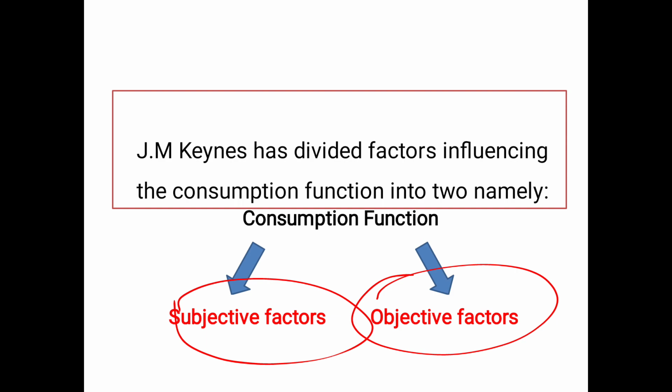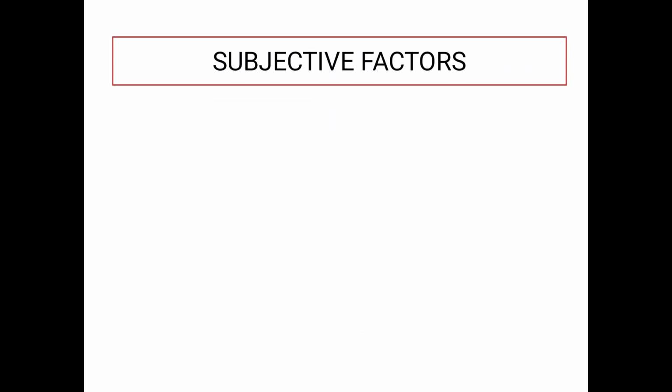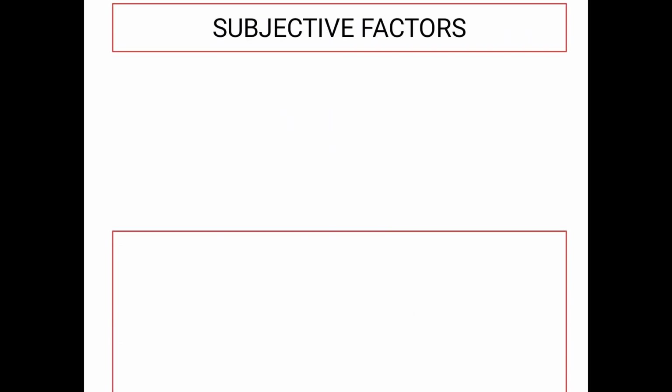Previously we have seen Keynes' psychological law of consumption. He has predicted that as income increases, consumption also increases, but not to the level of the income rise. Part of it has been kept aside as saving. So here Keynes has divided the factors of consumption into two: one is subjective and the other is objective. Now we are going to see what the subjective factors are.